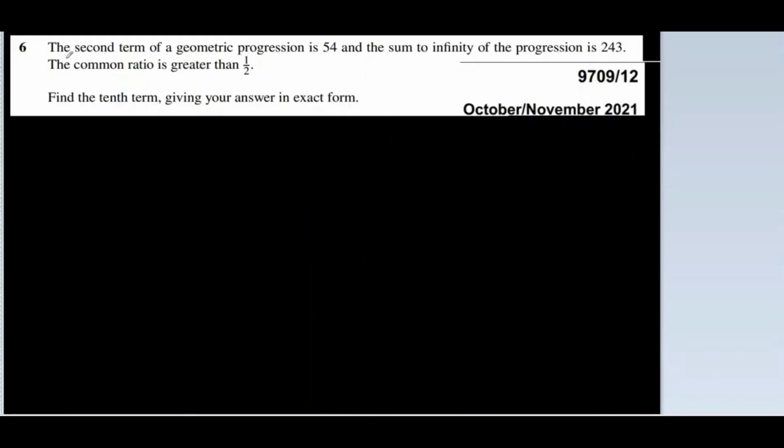Question 6. The second term of a geometric progression is 54. So A2 is 54. And the sum to infinity of the progression is 243. The common ratio is greater than half. Okay, so R is greater than half. Find the 10th term, giving your answer in exact form. So we have to find A10.